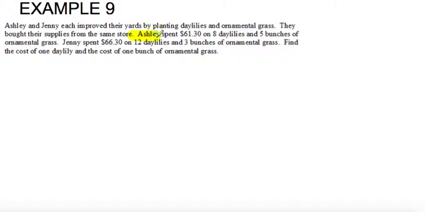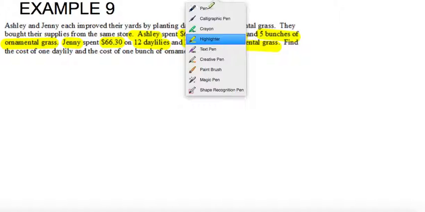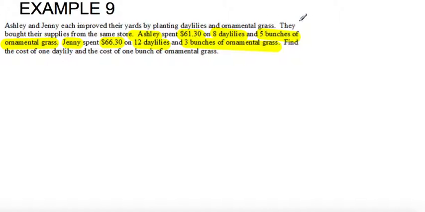Key information is that Ashley spent $61.30 on 8 daylilies and 5 bunches of ornamental grass. And Jenny spent $66.30 on 12 daylilies and 3 bunches of ornamental grass. Okay, so now we want to write what our variables are. One of our variables is D, daylilies. And the other variable, bunches of ornamental grass, we'll call G.